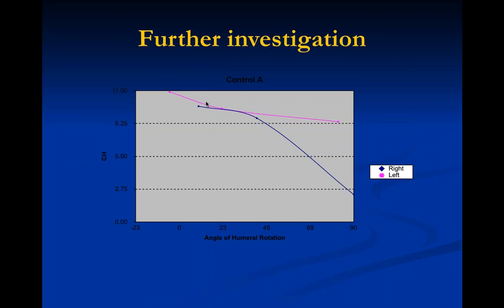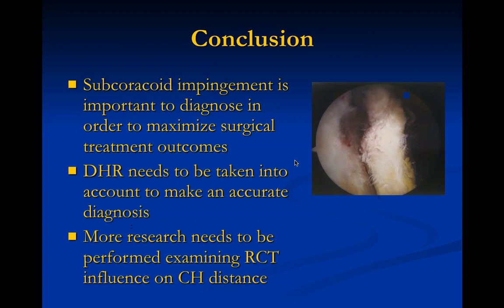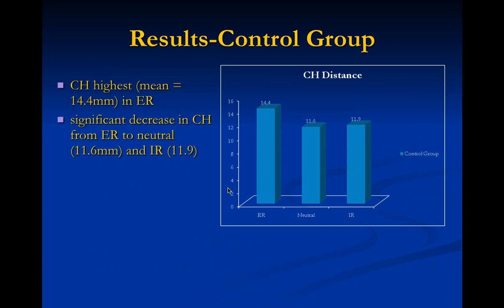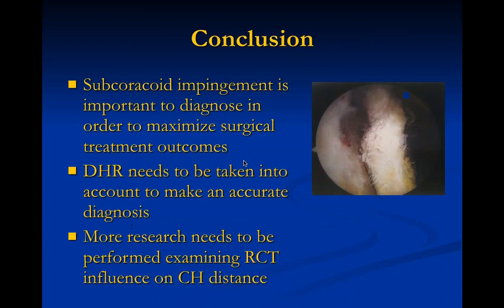And then here are just some measurements where we did at different degrees of rotation, and we could see the changes in the measurement. So the conclusion was that this is important to diagnose, but the degree of rotation of the humeral head has to be taken into account when you make the measurements. And what we came up with is that the key measurement turned out to be about 7 millimeters in neutral position. If you have less than 7 millimeters, then the patients were at increased risk for symptomatic anterior impingement.